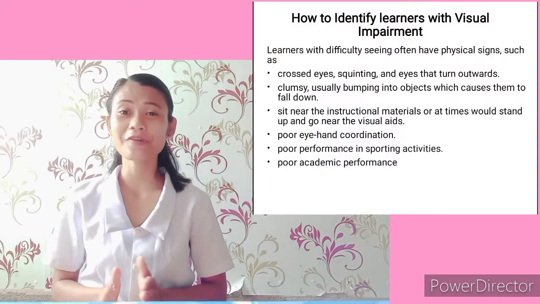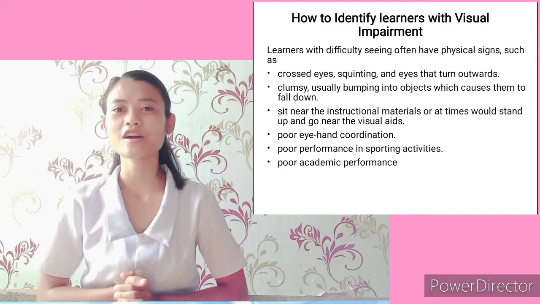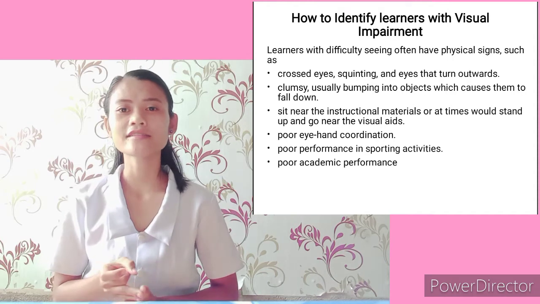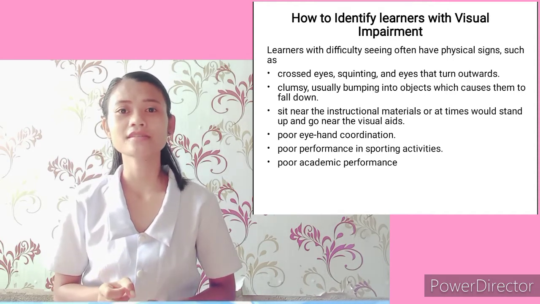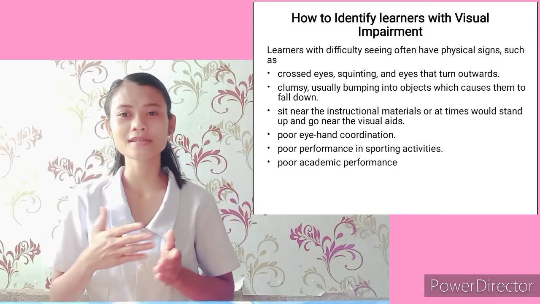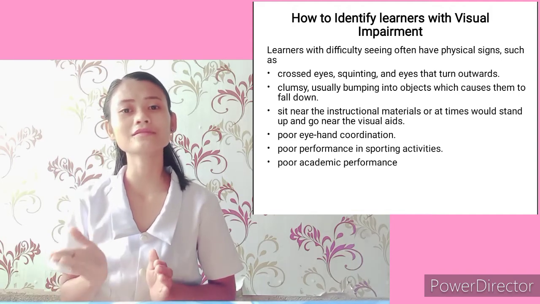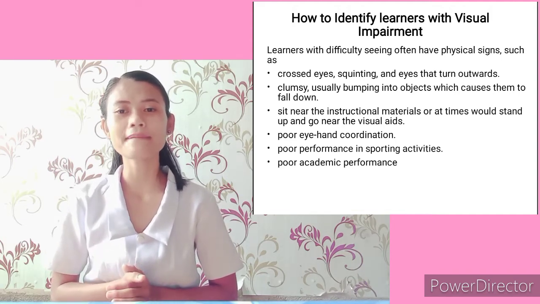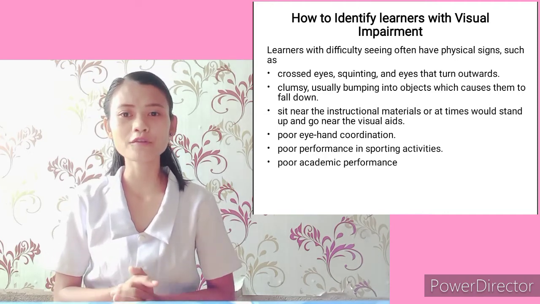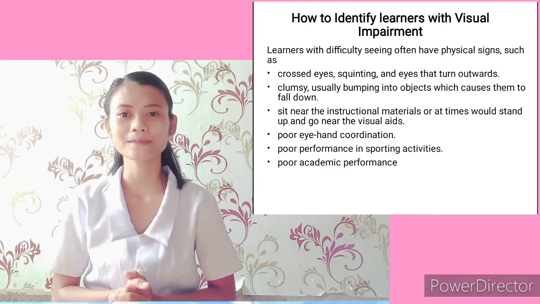So how to identify learners with visual impairment? Learners with difficulty seeing often have physical signs such as crossed eyes, squinting, and eyes that turn outwards. They are clumsy, usually bumping into objects which causes them to fall down. They sit near the instructional materials, at times stand up and go near the visual aids, and have poor eye-hand coordination and poor performance both in academic and sport activities.